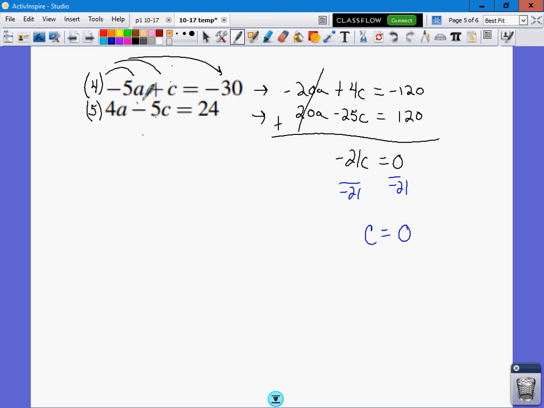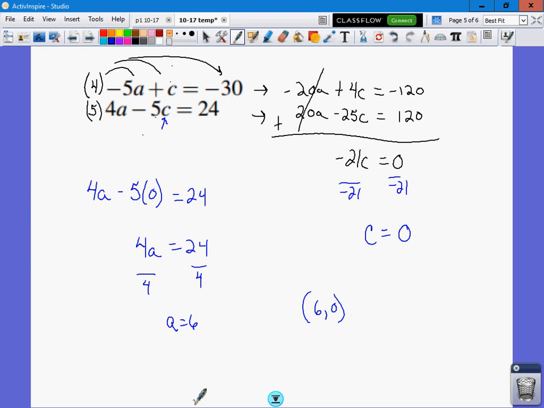I can go back to either equation. It does not matter. In the second equation, I'm going to replace c with 0. The nice thing about it being 0 is it just kind of drops out when you multiply. And so all I'd have left to do is divide. So if I put this as an ordered pair, this would be the ordered pair 6, 0. Questions on elimination?